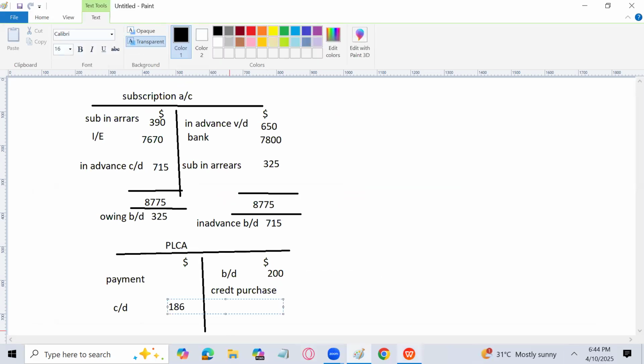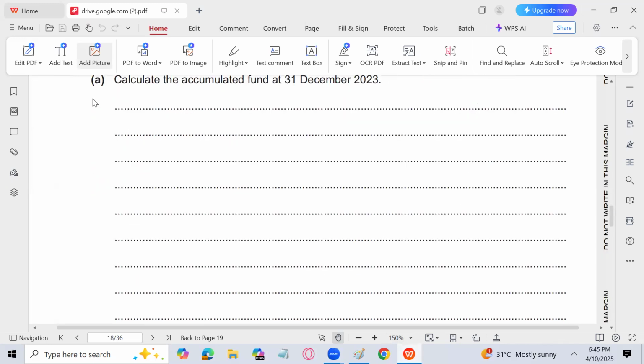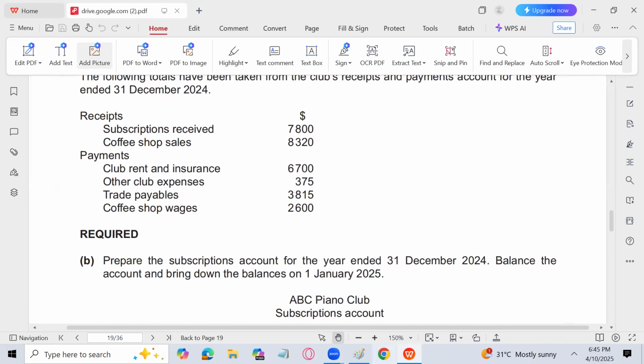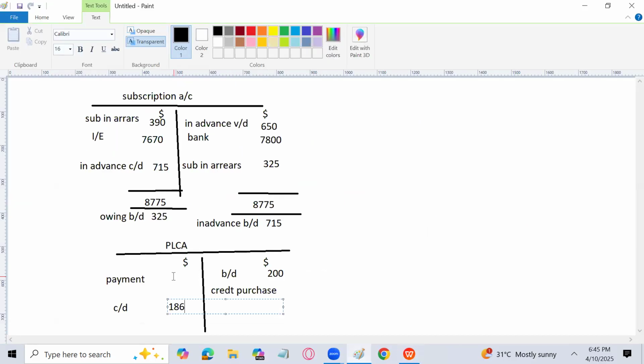Now payment to trade payable, that is given, like here 3815, and the difference is going to be the credit purchases. So you need to tell me the difference of the credit purchases: 3815 plus 186 minus 200.